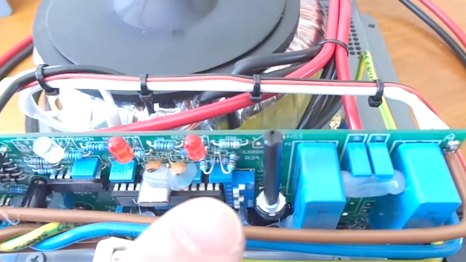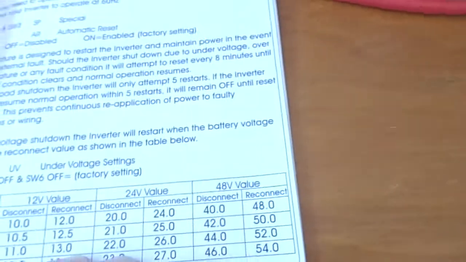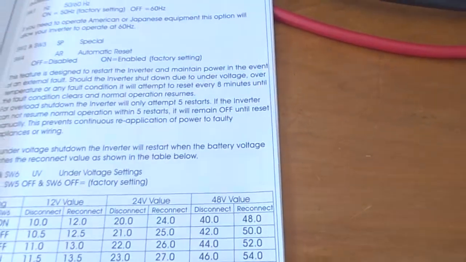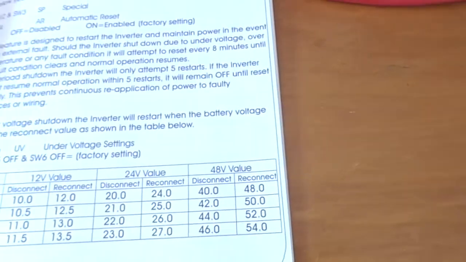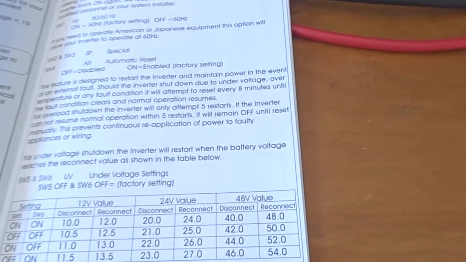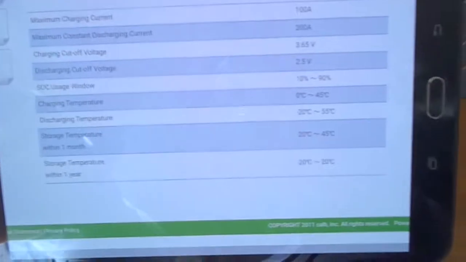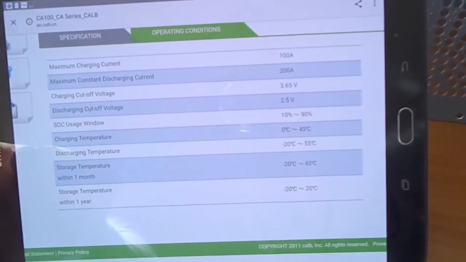So there are dip switches just down here, this little blue unit here with the dip switches, and this is for setting your disconnect and reconnect voltage. So I'm thinking I'll set the disconnect for 46 volts with 16S with the life cells. That will be about 2.875 volts per cell. Here's the CALB website. Discharging cutoff is 2.5 volts, so that'll be fairly conservative there. And then reconnect I'll have set to 48 volts, which will be 3 volts per cell, so that should work well.